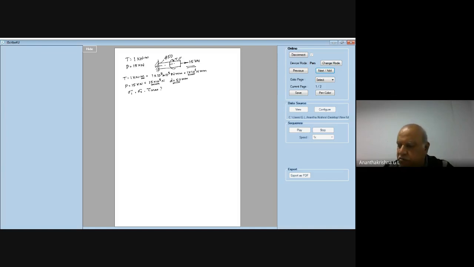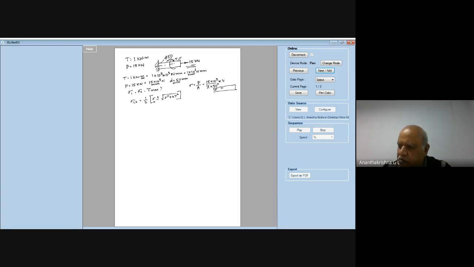What is the equation for sigma 1, 2? Sigma 1, 2 is given by half of sigma plus or minus root of sigma square plus 4 tau square. How do we get the sigma here? It is subjected to an axial load, so sigma is equal to P by area of cross section. P is 15 into 10 power 3, divided by the area, which for a circular cross section is pi d square by 4. Pi into 50 square by 4 will give me the value of sigma.